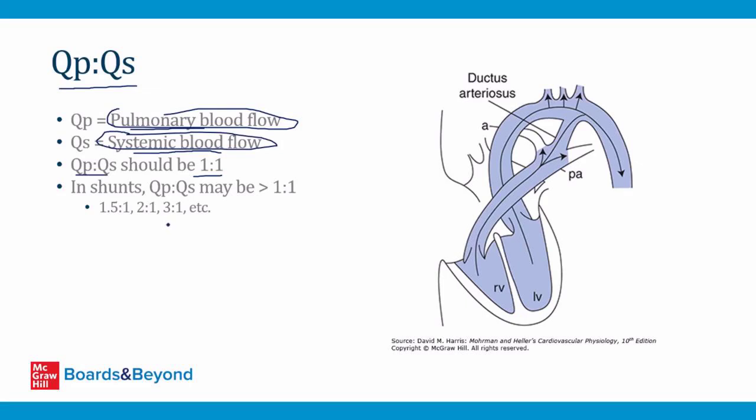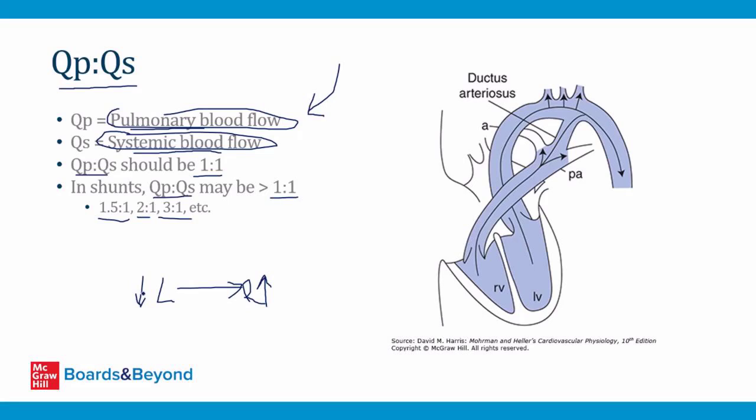In the shunts we've been talking about in this video, however, the QP to QS can become greater than 1:1. It can become something like 1.5:1 or 2:1 or 3:1. And the reason this happens is because when you have one of these shunts, they allow blood to move from the higher pressure left side of the heart to the lower pressure right side of the heart. And therefore you get more blood flow on the right side of the heart going into the lungs, the pulmonary blood flow, and relatively less blood flow going to the systemic side.